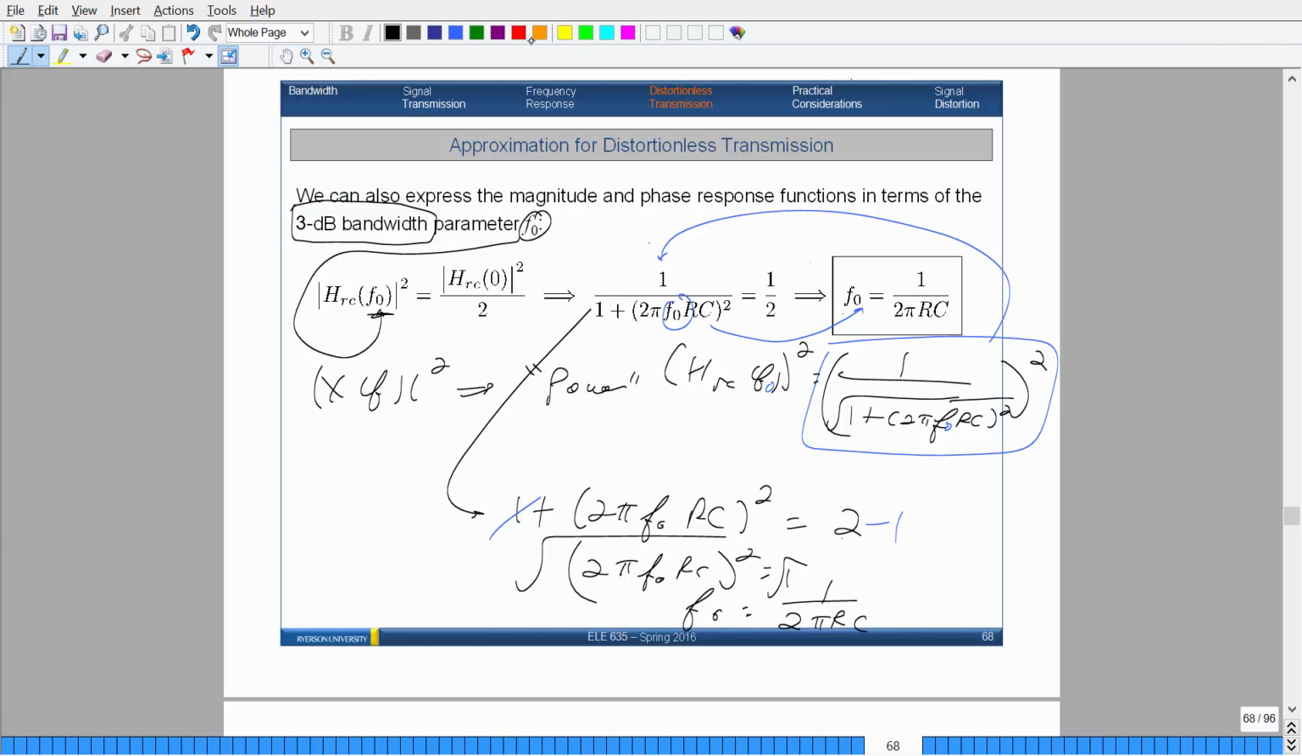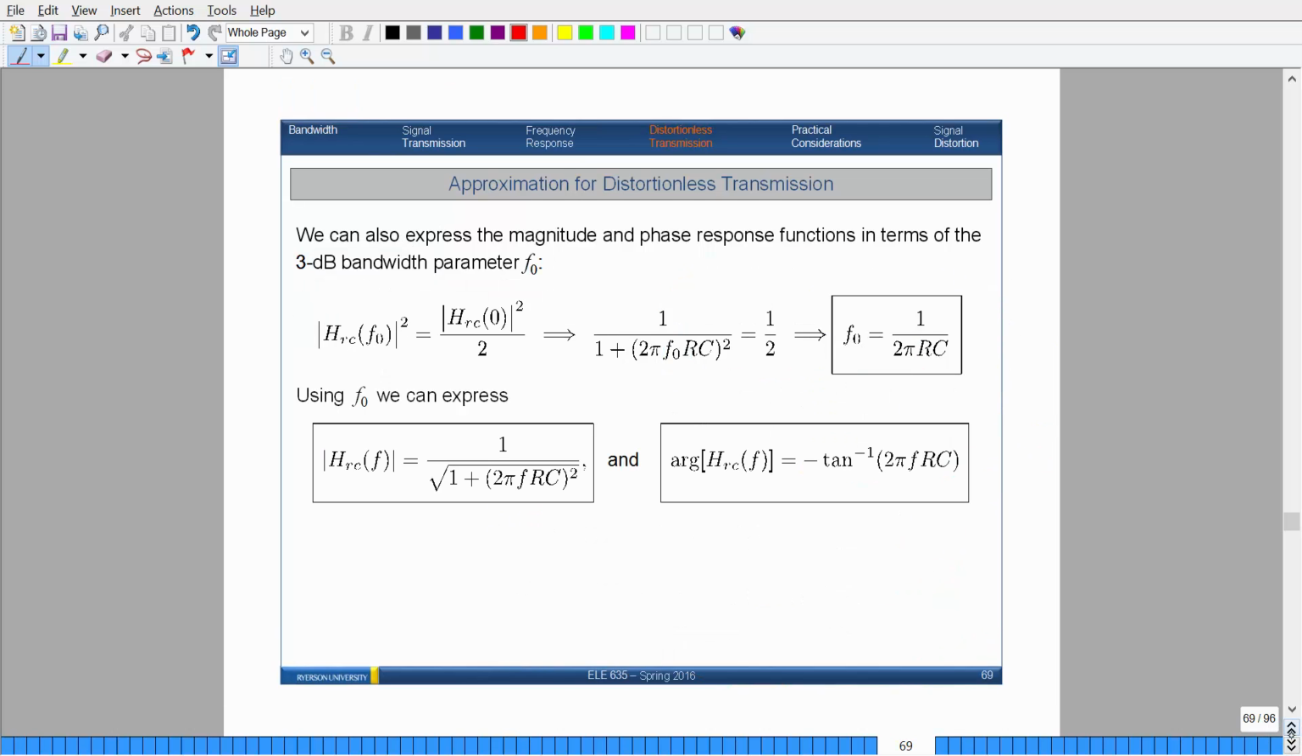I just wanted to show you that. It's pretty straightforward. This is what is known as the 3 dB bandwidth frequency. This would be the point where, at a certain frequency that you put into the system, once you pass that point, the power of the system will drop by half, and you can consider that to be the bandwidth of your system. Once we figure this out, using f0, we know that this is the 3 dB bandwidth.